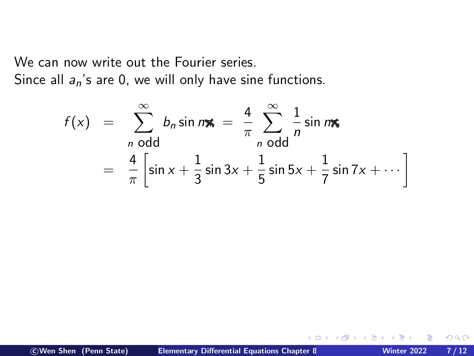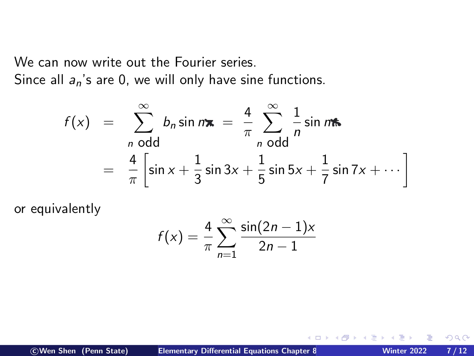Here we will write out the first few terms just to take a look at what they are. We have 4 over pi outside, and we collect these terms for a few n numbers. Let's say the first one is n is 1. We get sine x, and the second one is n is 3. Then 1 over 3 sine 3x, and the next is n is 5, 1 over 5 sine 5x. And for n is 7, we'll get 1 over 7 sine 7x, and plus, so on and so forth.